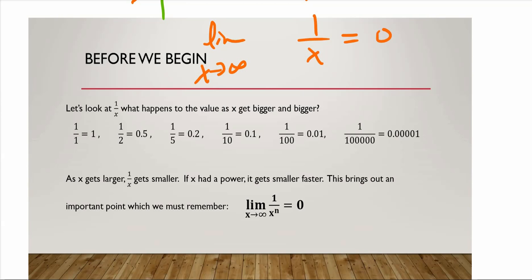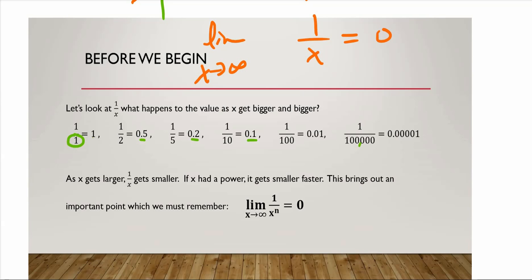Right here at the bottom I have 1. So 1 divided by 1 is 1. 1 divided by 2 is 0.5. 1 divided by 5 is 0.2. 1 divided by 10 is 0.1. 1 divided by 100 is 0.01. 1 divided by 100,000 is 0.00001.